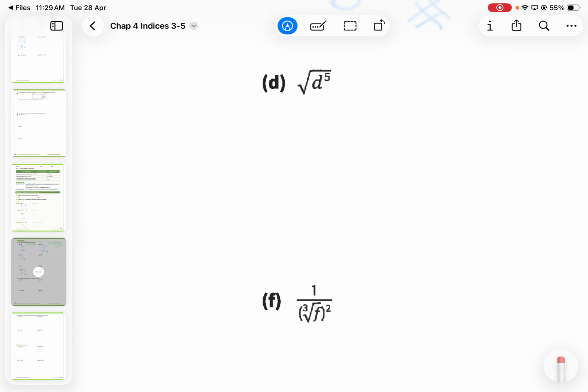Wrong. Square root is by default 2. Square root is by default power 2. There is a 2 here. So you are going to divide this index of this number by 2. Square root is 2. 2.5. Yeah.